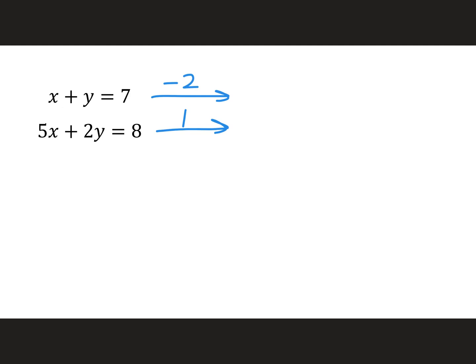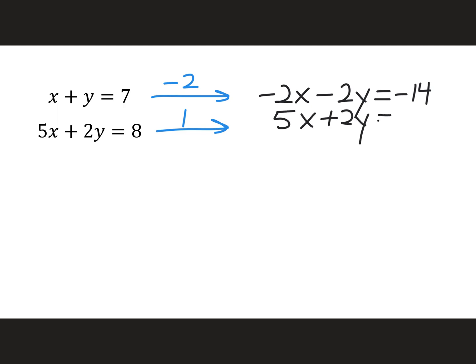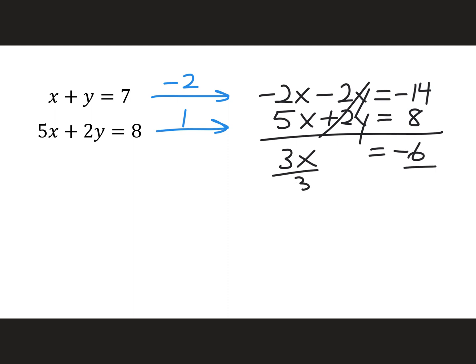So then I'm going to get, let's see, a -2x and a -2y. Where's my negative? There it is. And my -14. And then here I'm just keeping this the same. And as you can see, my y's are now going to cancel out when I add. So I'll get a 3x, those cancel out, equals -6 divided by 3.